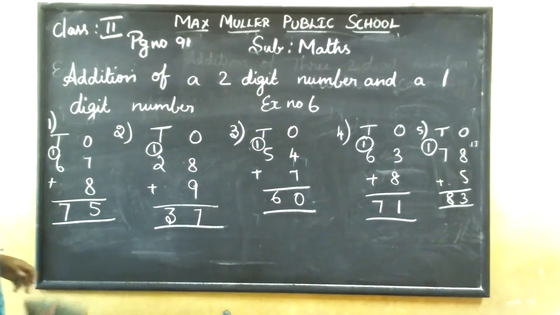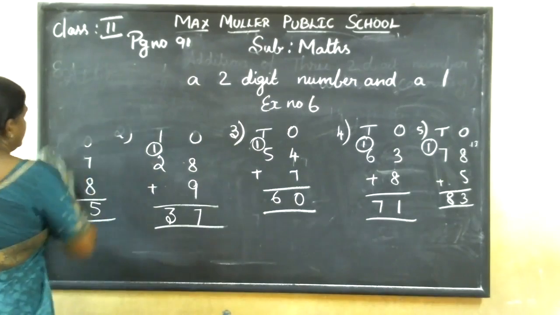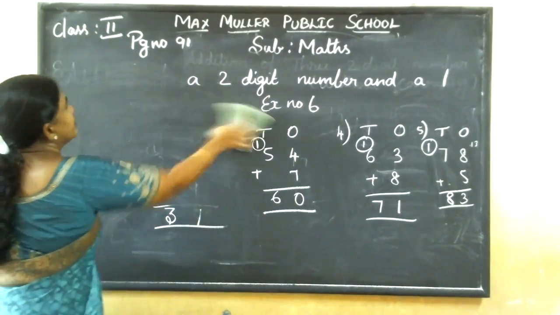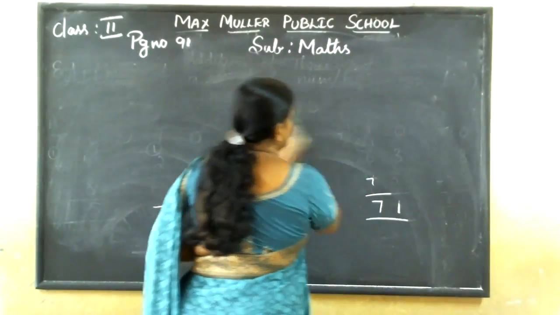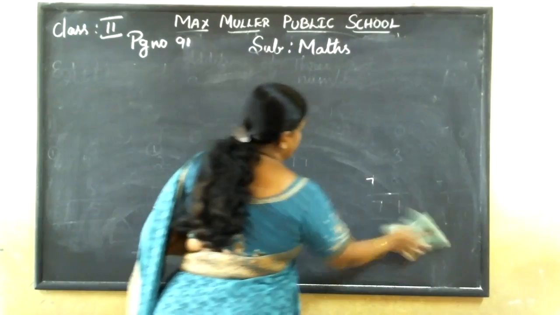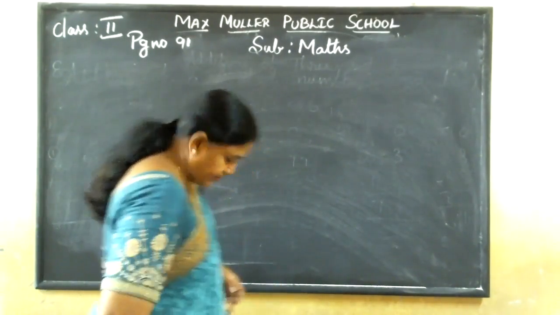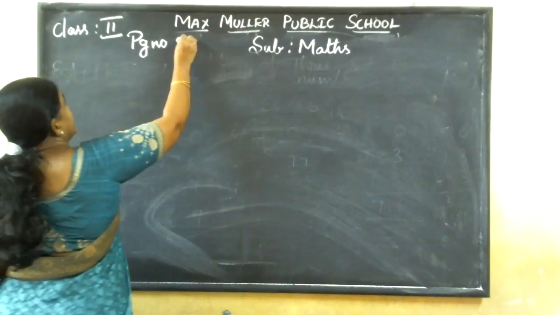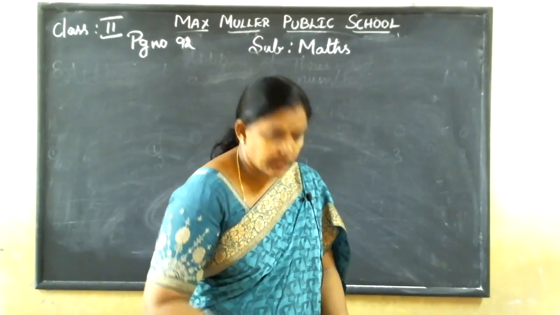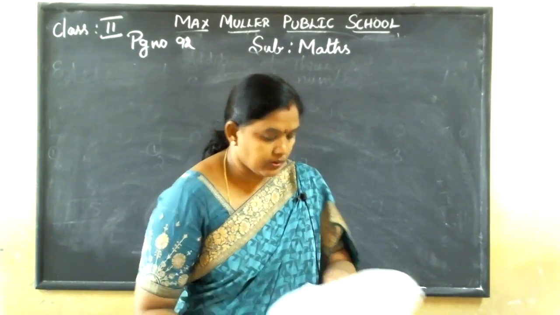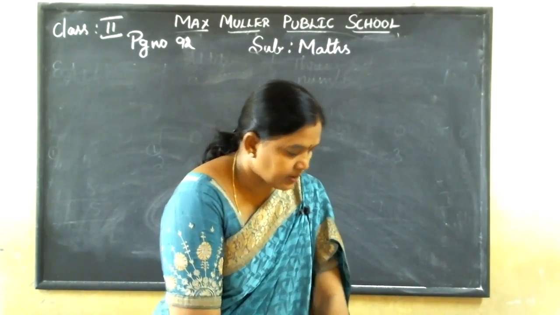Now we'll go to page number 92. Page number 92. Go to page number 92. So whenever writing in your textbook, children, that time you want to write the date also. Sharpen your pencil and write neatly. Another 4 sums are there.